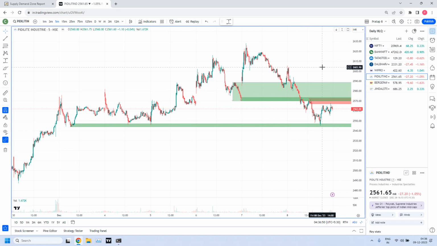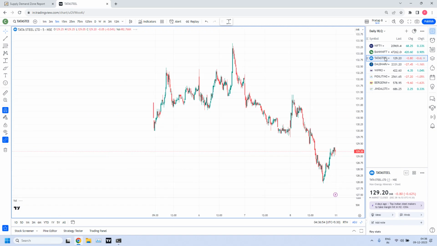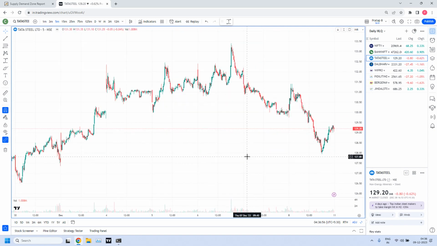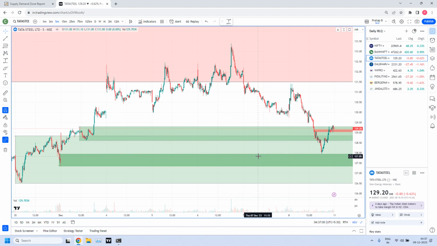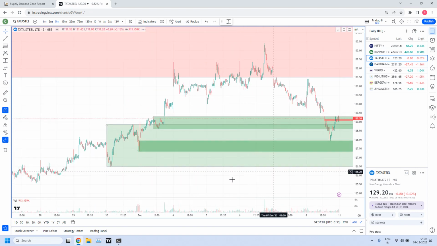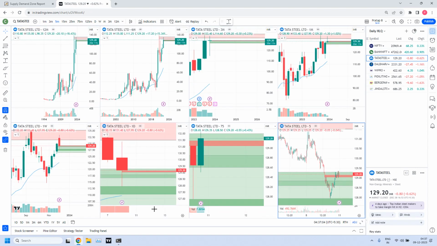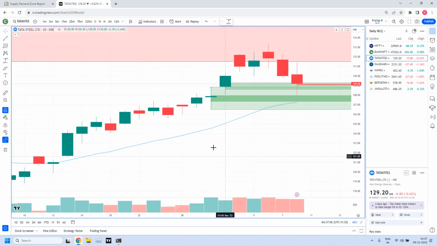There are other reasons we already learned. But still, let me show you the stock. Tata Steel. Tata Steel is having a high liquidity demand zone. This zone is not stopped out, but the one we have drawn, the 75-minute zone inside that, is stopped out.